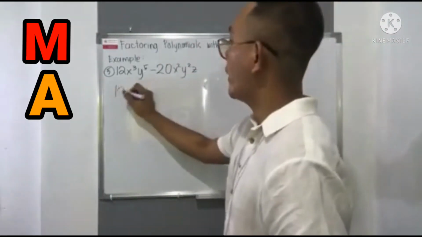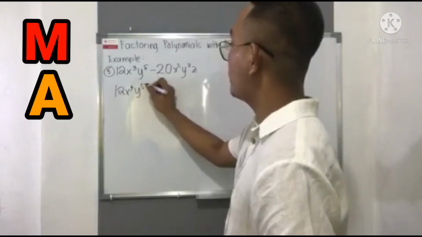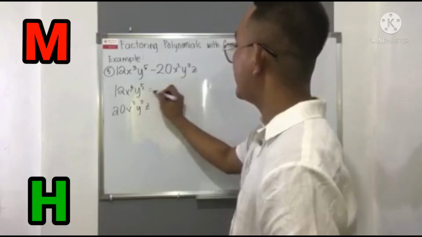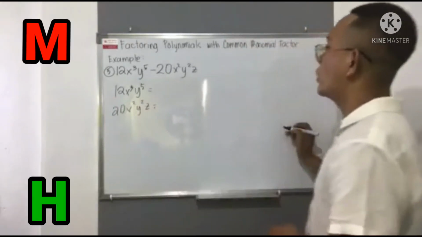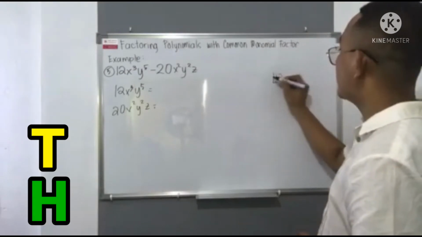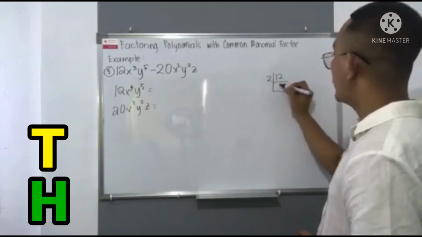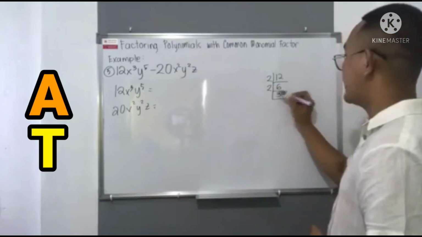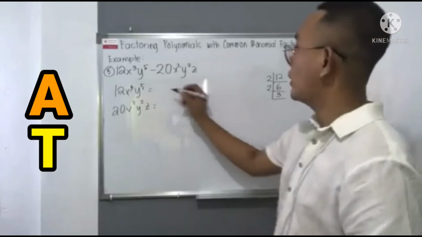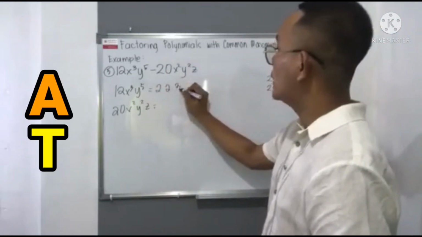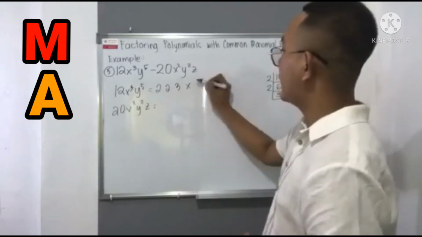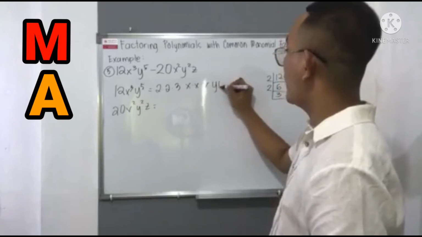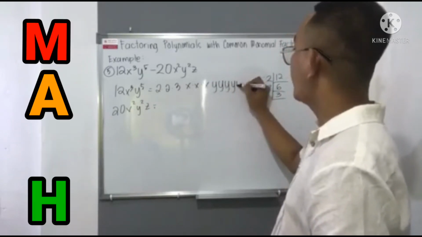So, sulat natin yung 12x cubed y to the 5th power and then 20x squared y squared and then z. Okay, kunin muna natin yung prime factor ng 12. Okay, so 12 is divisible by 2. So, 12 divided by 2 is equals to 6. 6 is divisible by 2. So, 6 divided by 2 is equals to 3. 3 is a prime factor. So, ang factor ng 12 natin ay 2 times 2 times 3. We have 3x's, x times x times x, and 5y's, we have 5: 1, 2, 3, 4, 5.